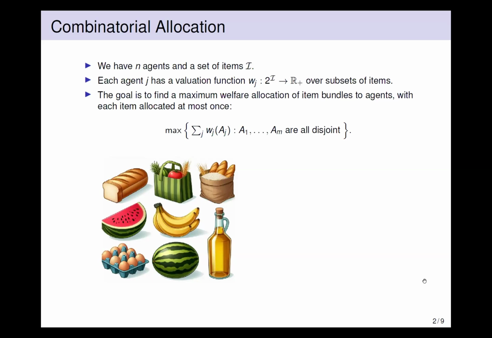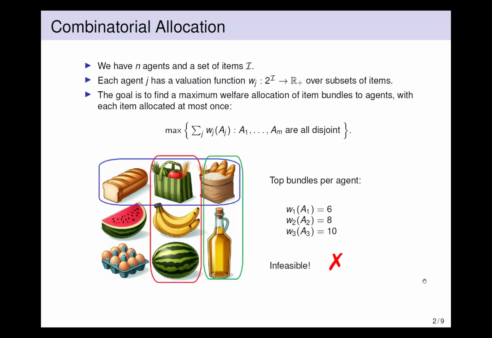Let me give you an example. Let's say that here I have 3 possible bundles and 3 agents. For the first agent, maybe the top selection is the bundle in blue, with a weight of 6. For agent 2 it is the one in red with a weight of 8. And for agent 3, the one in green with a weight of 10. Let's say that these are their most preferred bundles. If they have to choose, that would be the choice. But the problem here is that this is infeasible, because I'm allocating items more than once. They intersect, so this is not a feasible allocation.